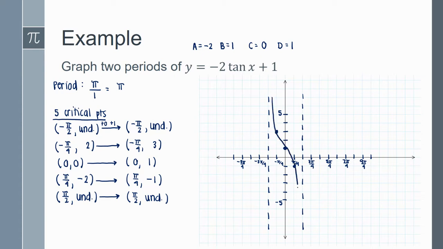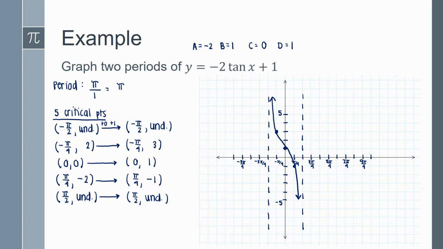Remember, it kind of looks like a cubic graph a little bit, but notice that this time it's backwards because we have a negative number in front of our tangent. That's 1 period. I need to repeat that again. So you can either repeat it on the left or the right. Usually I go towards the right. So we already have our vertical asymptote.